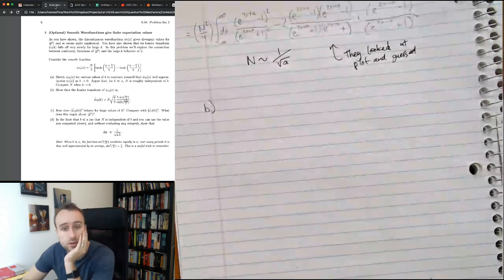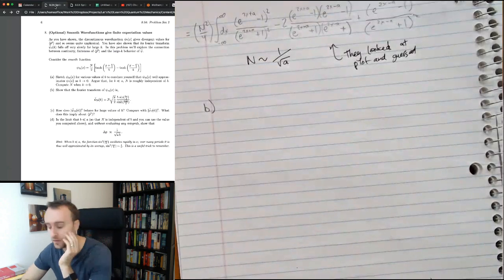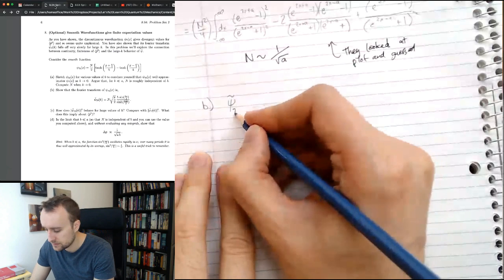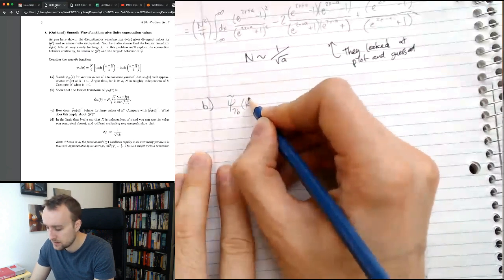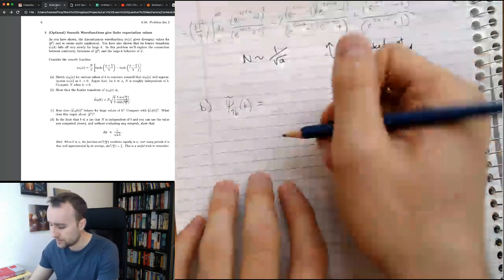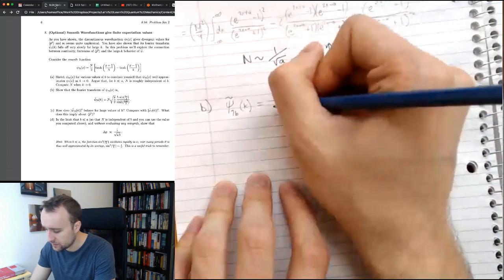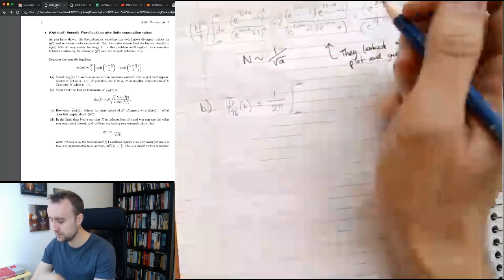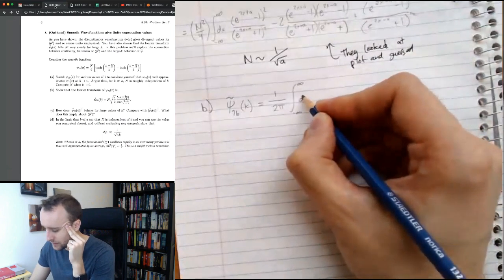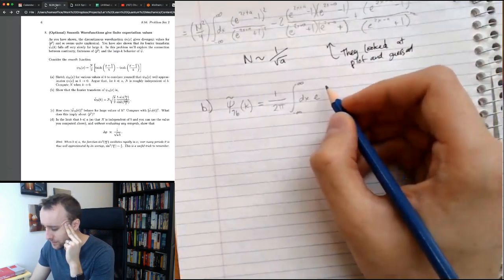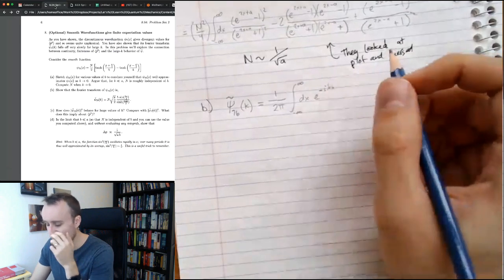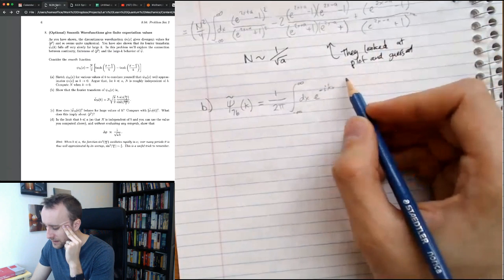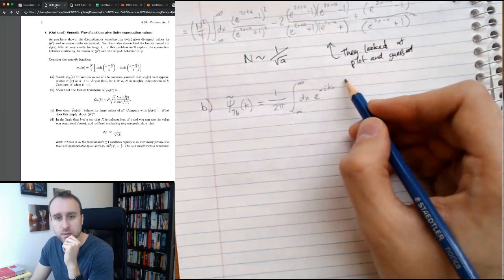B, show that the Fourier transform is equal to this. Okay, this one we actually have to show. So this one here is f tilde 7b, k is equal to, all right, well, Fourier transform, let's see if I can remember this from memory, 1 over 2 pi, integral from minus infinity to plus infinity, and then I believe we're taking dx e to the negative ikx. One of them's negative, one of them's positive, and I always screw up. I'm going to say negative ikx, and then I'm going to double check it. Times f of x, which is, in this case, this big mess of a function.